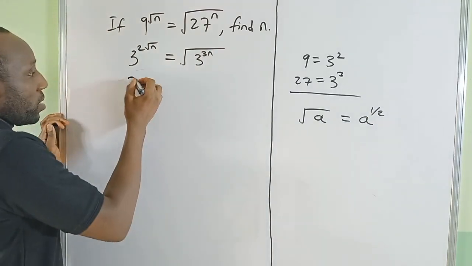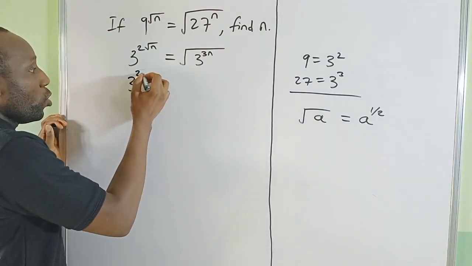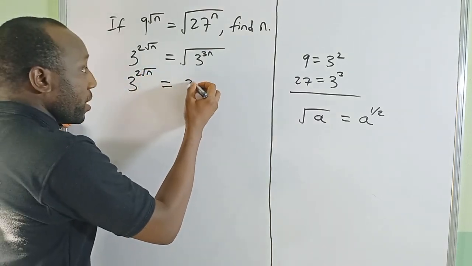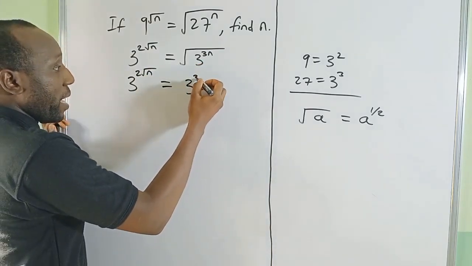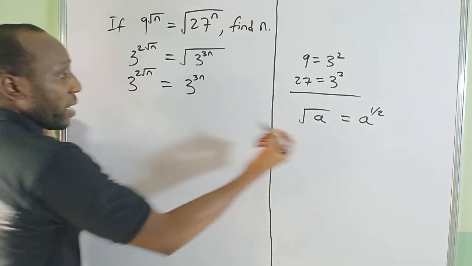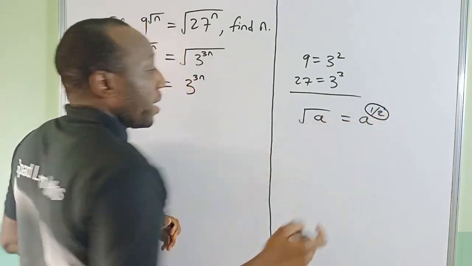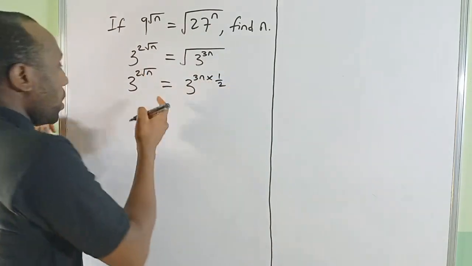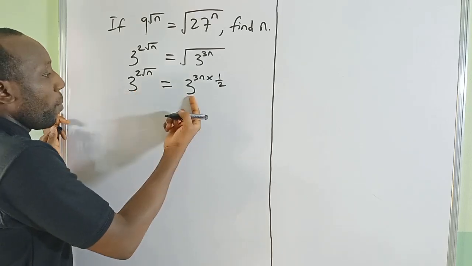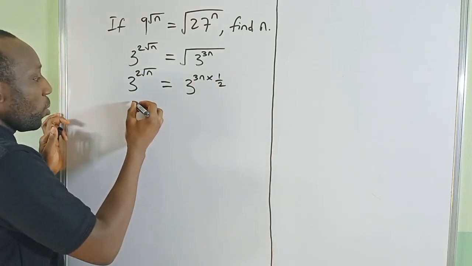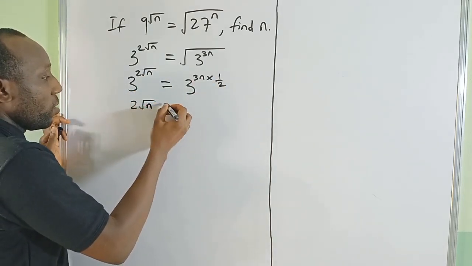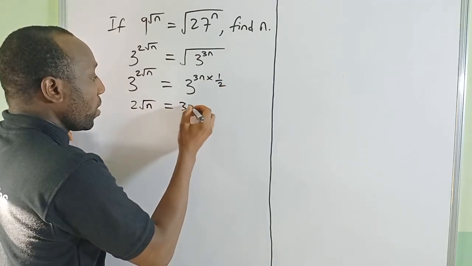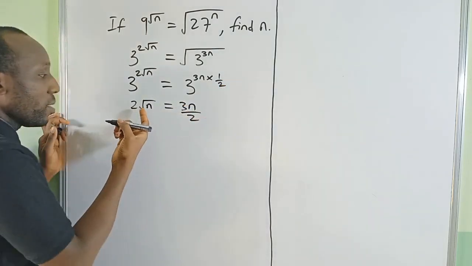I'm going to write it as this. So this is 3 raised to the power of 2 root n is equal to 3 to the power of 3n. Now, what about this square root? It will now become half. That's the power of half here. So that's times 1 over 2. So let's continue from here. Now that we have a common base of 3, I'm going to equate the exponent. That will be 2 square root of n, which is equal to 3n times 1 over 2 is 3n over 2.